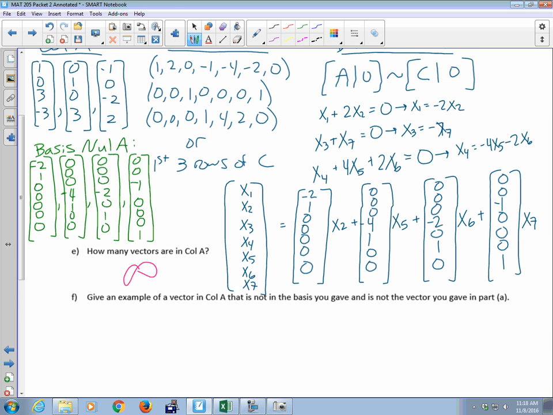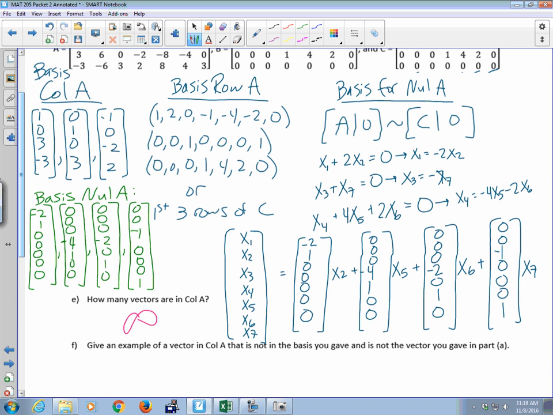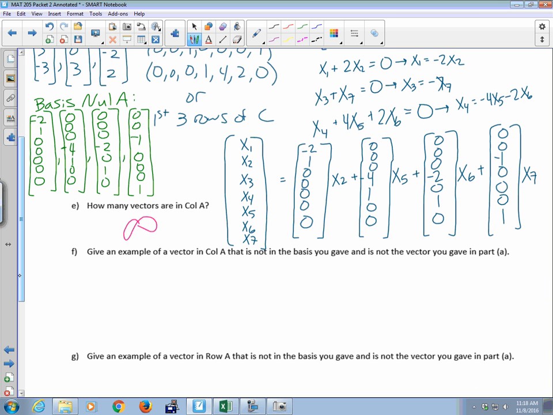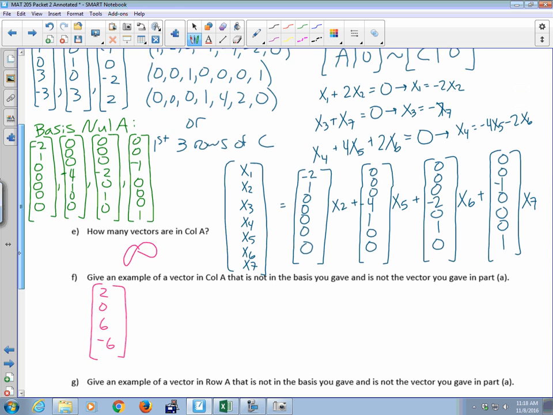So give me one vector in the column space of A that's not in the basis and isn't the answer we gave for part A, which also was in the basis. So just give me one vector in the column space that's not in the basis. 2, 0, 6, minus 6. Any multiple of these or any linear combination of these 3. You could add 2 together, could add all 3 together. So I like 2, 0, 6, -6.